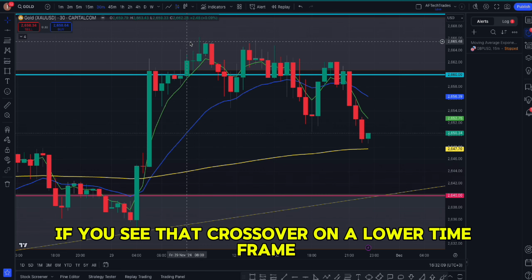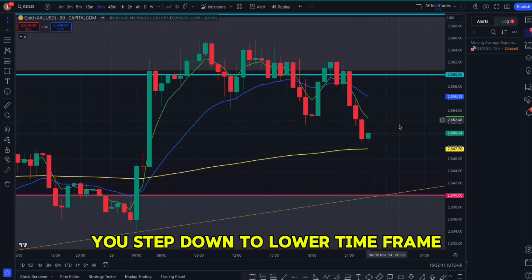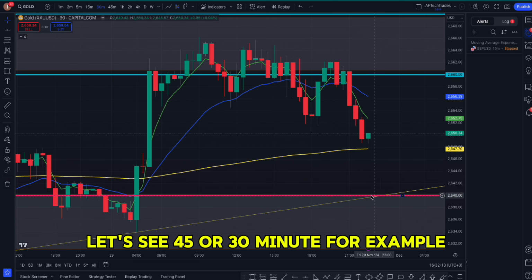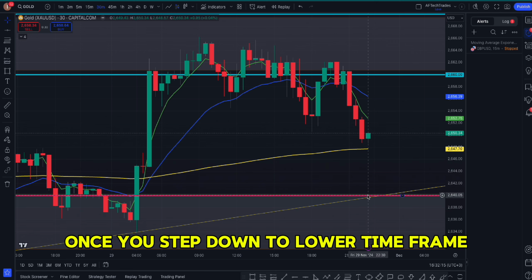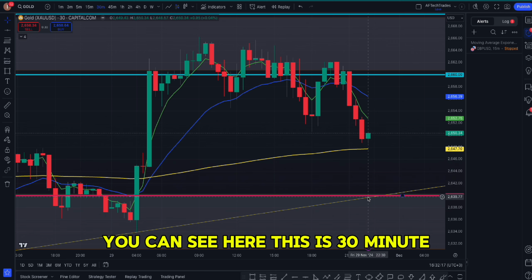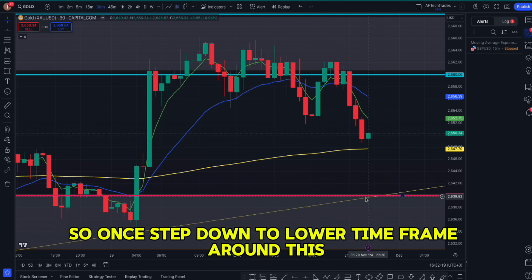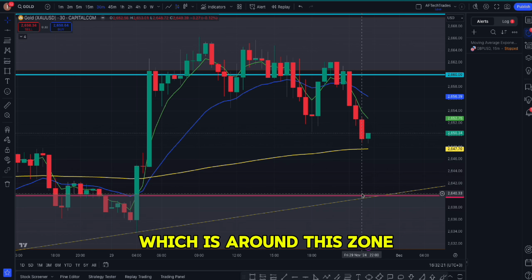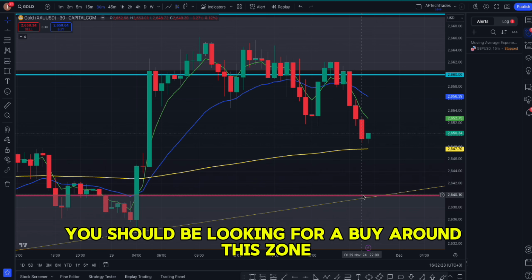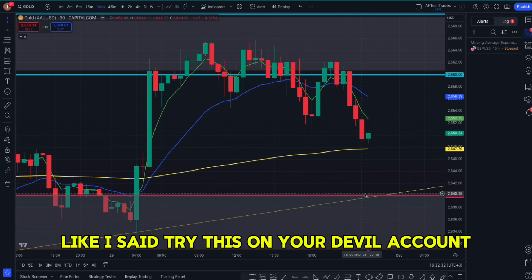Once you step down to the lower time frame, you can see here this is 30 minutes. So around this zone, you should be looking for a buy. Please, like I said, try this on your demo account. This is a live analysis for tomorrow's market on gold.